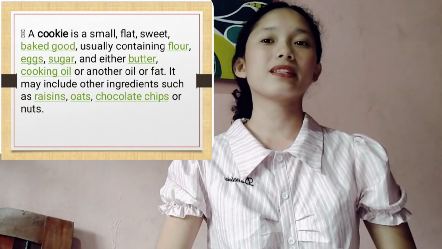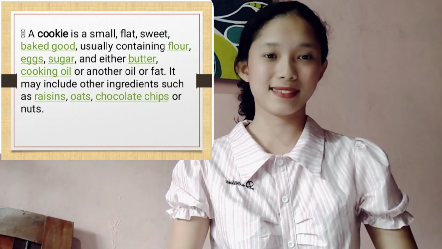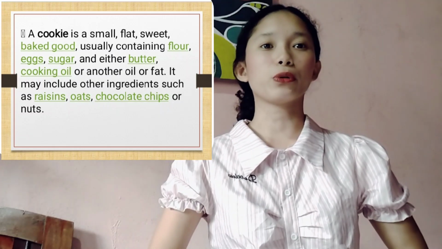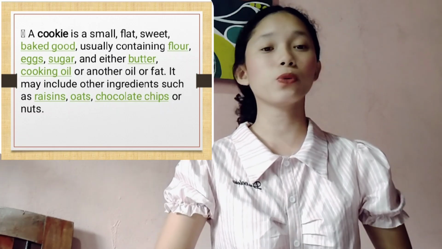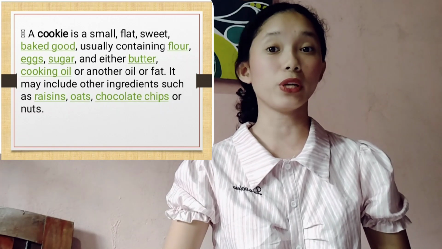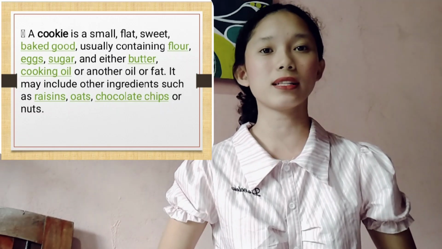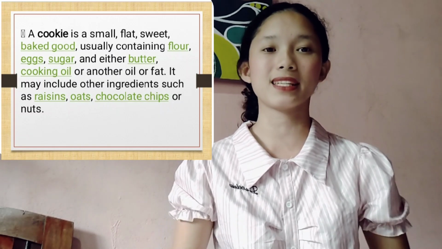Before we talk about cookies, I know that we are all familiar with it. When we hear about cookies, we can imagine a flat, crispy, and baked goods, right? Okay. We can describe a cookie as a small, sweet, and baked good. The basic ingredients of a cookie are flour, eggs, sugar, and oil. Some creative bakers include some ingredients such as raisins, oats, chocolate chips, or nuts to make it more flavorful and appealing.